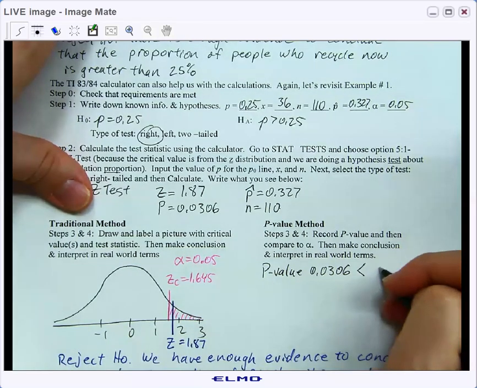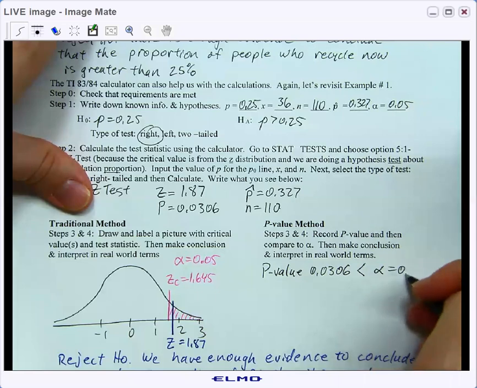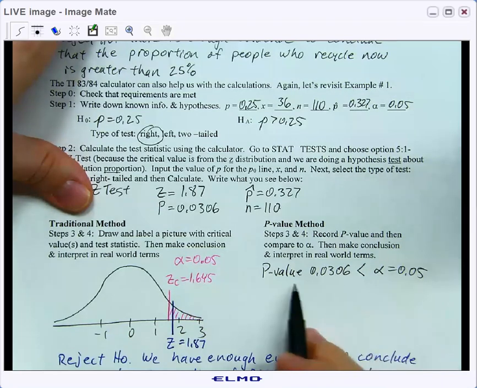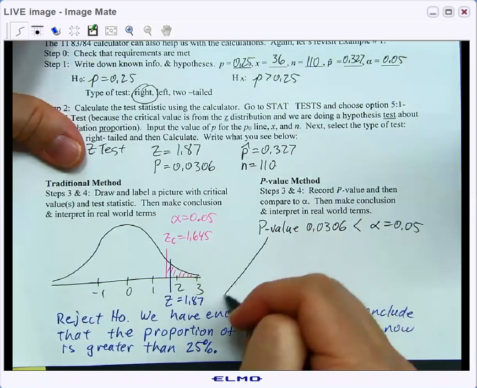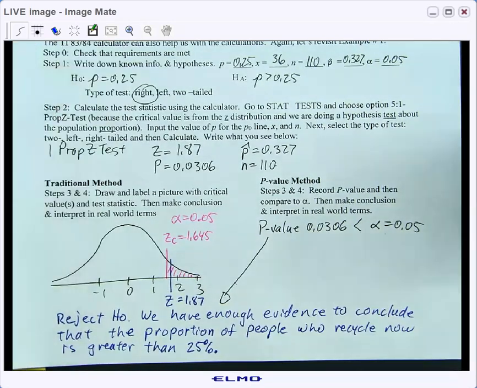And so we still compare that to alpha of 0.05, and we see that the p-value is less than alpha. If the p is low, the null must go. We must reject H naught, and therefore we have enough evidence to conclude that the proportion of people who recycle now is greater than it was a year ago at 25%.